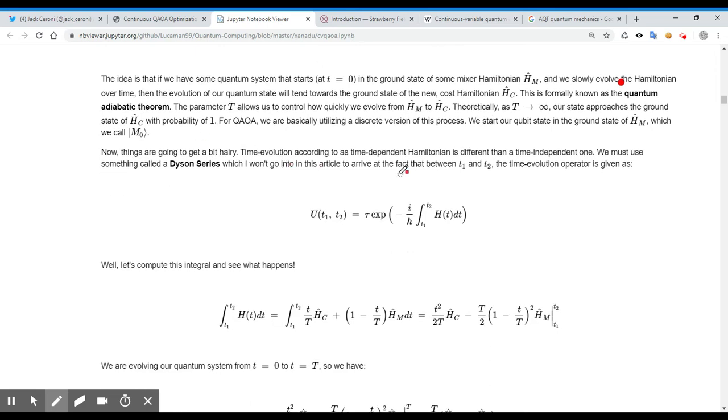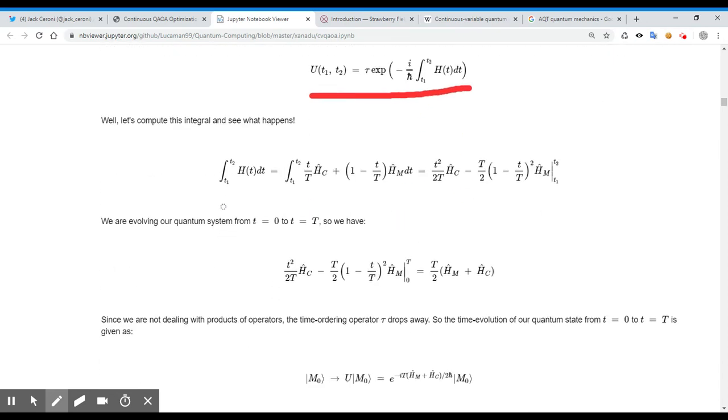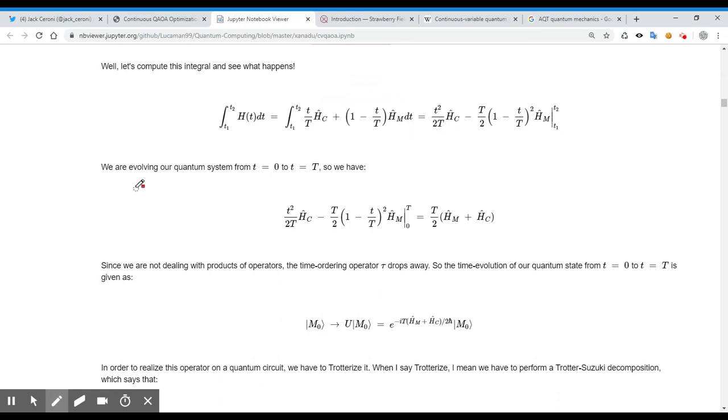Now things are going to get hairy. Time evolution according to a time-dependent Hamiltonian is different than for a time-independent one. We must use something called the Dyson series, which I won't go into in this article, to arrive at the fact that between T1 and T2, the time evolution operator is this thing here. Let's compute this integral and see what happens. We're evolving our quantum system from T0 to Tt.